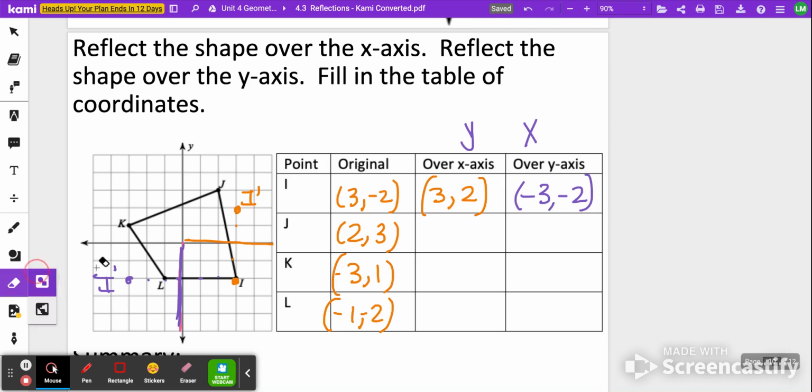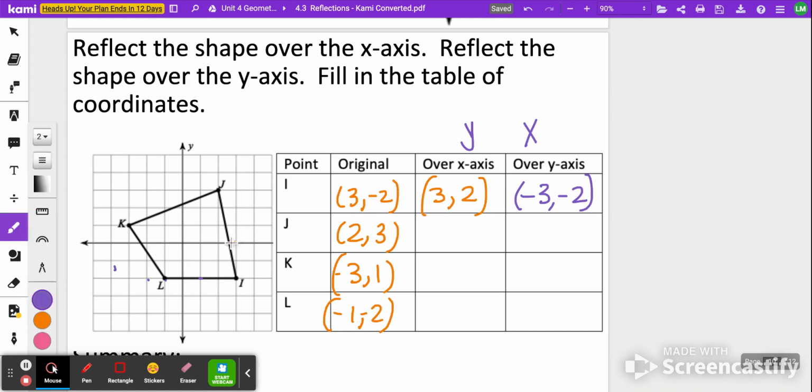So watch what happens now if I try to reflect the next letter. Starting with letter J, the x-axis is here. J is 1, 2, 3 steps away, so 1, 2, 3 steps away. That point is 2, negative 3. Notice again how only the y value changed. But if I reflected across the y-axis, letter J is 1, 2 steps away from the y-axis, so 1, 2 steps on the other side. It is now at negative 2, positive 3. And notice how my x value changed.